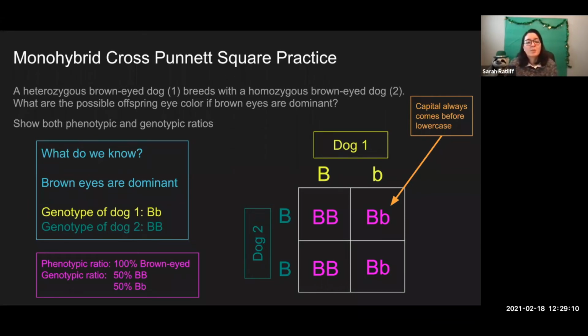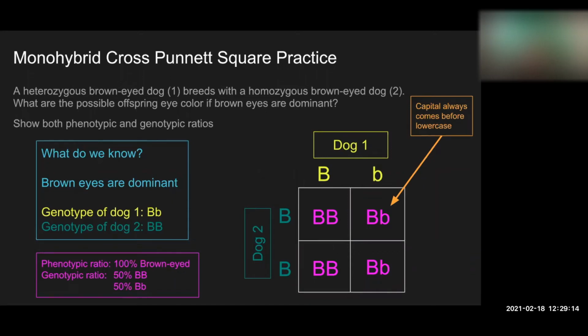Questions on monohybrid cross Punnett squares before we move on? Would you be able to quickly go over the difference between, like, a simplified explanation of phenotype and genotype?